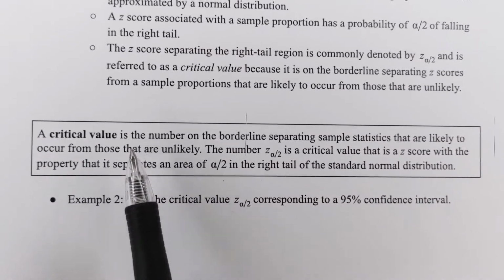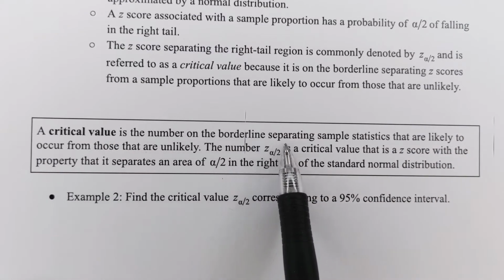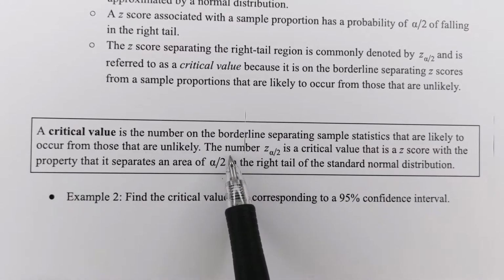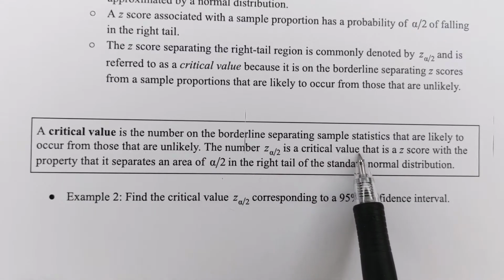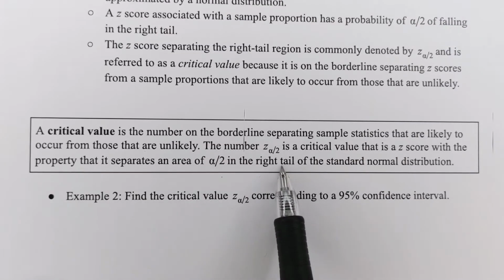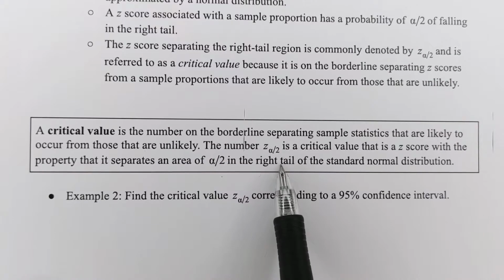So down here, a critical value is the number on the borderline separating sample statistics that are likely to occur from those that are unlikely. The number z alpha over 2 is a critical value that is a z-score with the property that it separates an area of alpha over 2 in the right tail of the standard normal distribution.